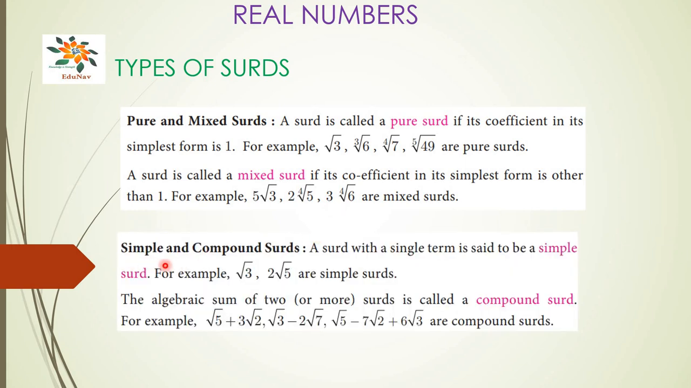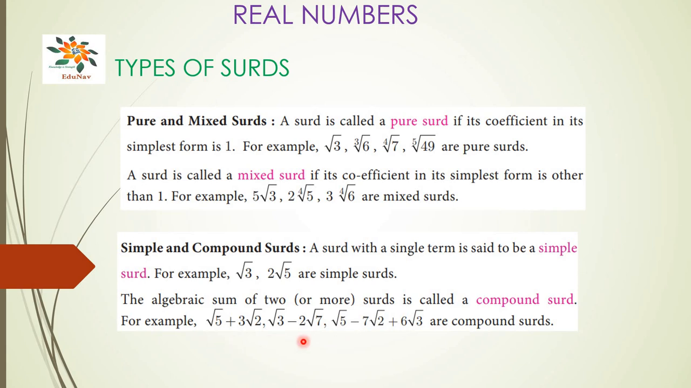Next, let us learn what are simple and compound surds. A surd with a single term is said to be a simple surd. For example, root 3, 2 root 5, they are all simple surds because they have only one term. Whereas whenever there are more than one term, then we call that surd a compound surd. In other words, the algebraic sum or difference of two or more surds is known as a compound surd.